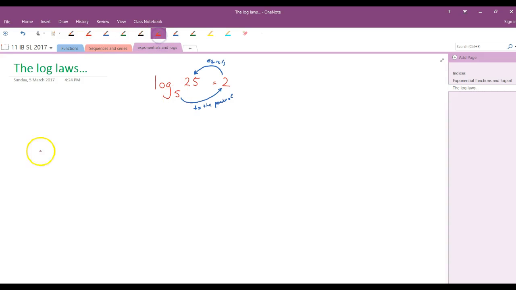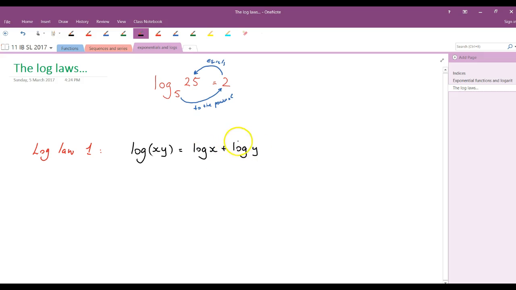So let's have a look at log law 1. Okay, log law 1, you're going to love these. Log law 1 is that the log, and I'm not going to write a base here because it doesn't matter, the base is consistent through. So log of xy is equal to log x plus log y.